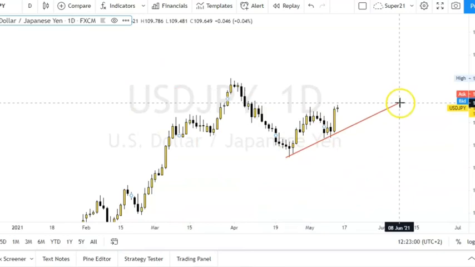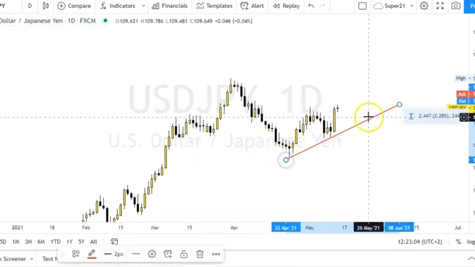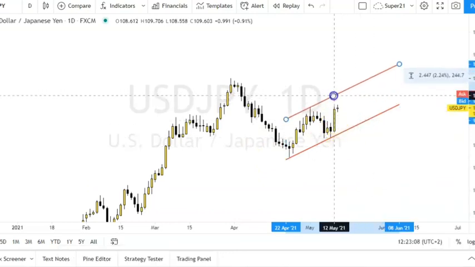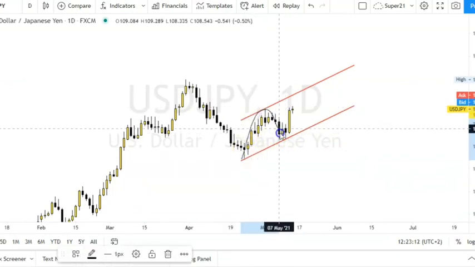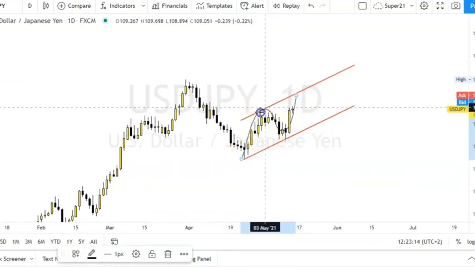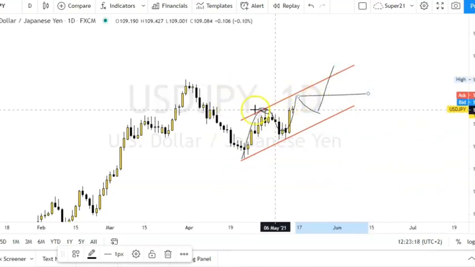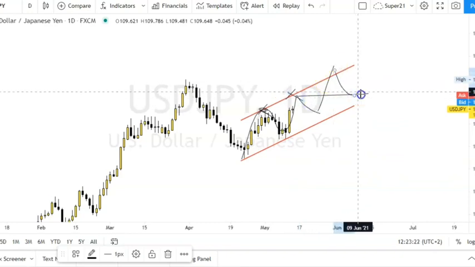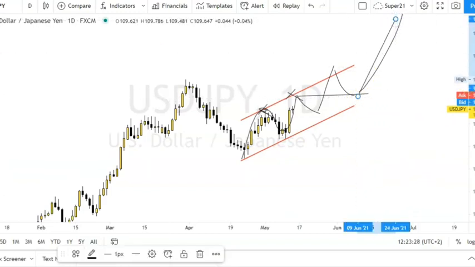This is the current situation. Probably we might see price taking out this low, retracing back, taking this high again. No, not this low, sorry. This high, then hitting this high, retracing, and going further upside. So that's what we're looking at at the current moment.